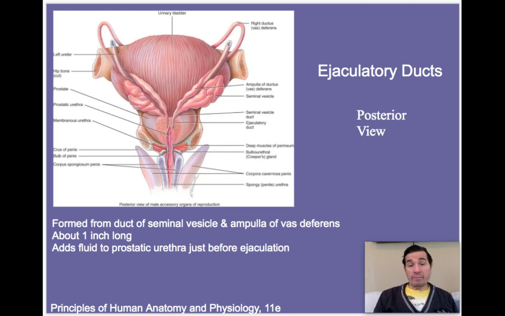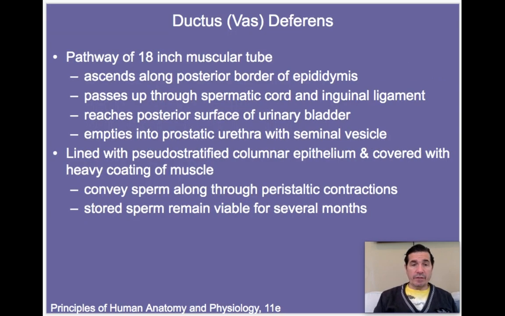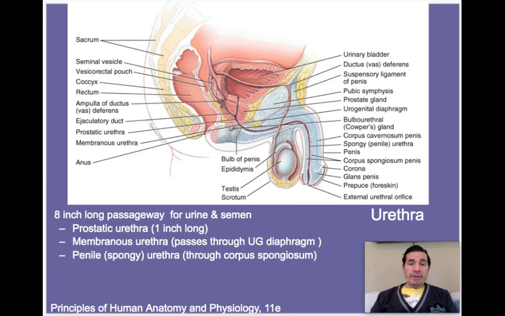But it adds fluids. And when we actually look at it, you may notice that the vas deferens, on the other hand, is 18 inches long. And when we look at it from a different view, there's about 8 inches for the urethra.